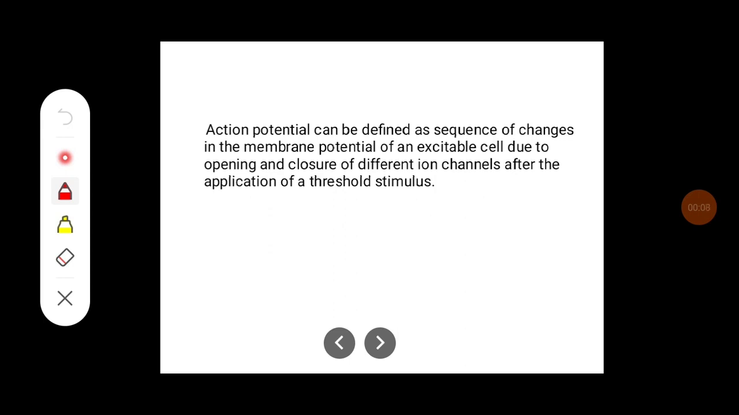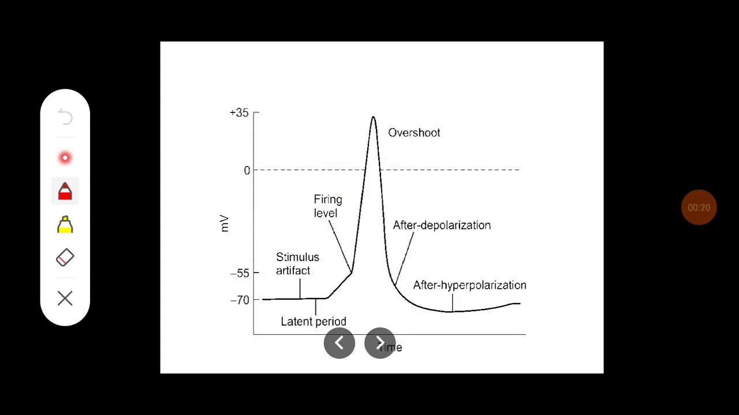Action potential can be defined as a sequence of changes in the membrane potential of an excitable cell due to opening and closure of different ion channels after the application of a threshold stimulus. This is the graphical representation of the change of the membrane potential when a nerve is stimulated. The membrane potential is going to change from minus 70 to plus 30 millivolts.